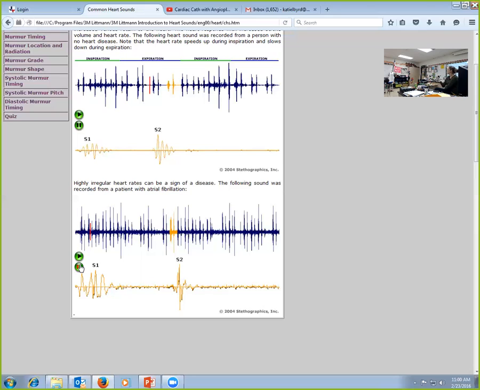So sometimes they can do it with medications, just give him the medication and try to kick it back into normal gear. Or sometimes they might have to do an external version of some sort. So that's atrial fibrillation. Now, ventricular fibrillation is a different story.